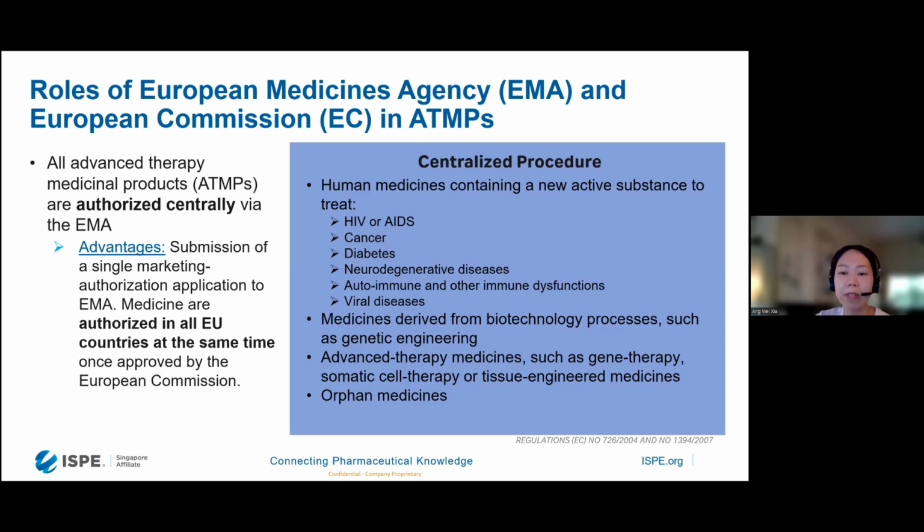The benefit of the centralized procedure is that the drug developer only needs to submit a single marketing authorization application to EMA for review. Once the application is approved, the medicine is authorized to be marketed in all the EU countries at the same time. The blue box on the right shows the other medicines that are approved by the centralized procedure: human medicines containing a new active substance to treat certain diseases, medicines derived from biotechnology processes, advanced therapy medicines, and orphan medicines.